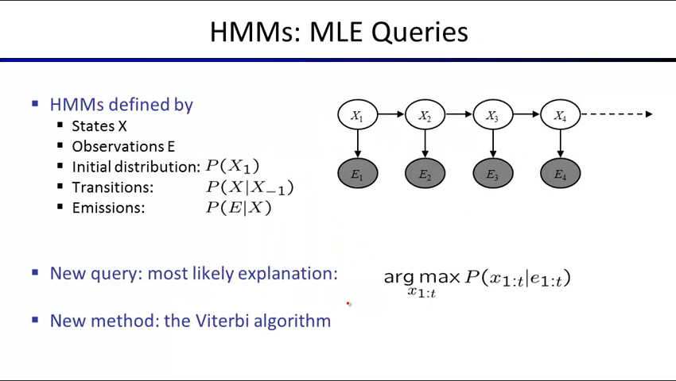So how does this work? You still have an HMM. You have states, observations, an initial distribution, transition model, emission model. The new query we'll look at is find the argmax of this expression here. What is this saying? It's find the sequence of state variables such that, given the evidence, that is the most likely sequence of state variables.